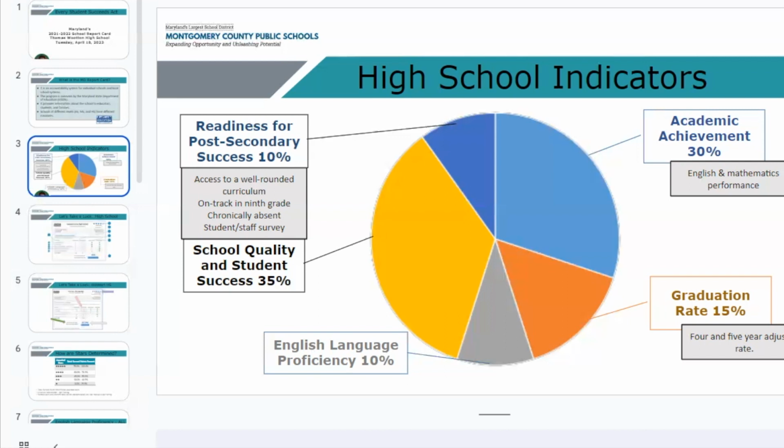The next category here, 15% of our overall measure, goes to graduation rate. And one little detail: graduation rate is a pretty clear and direct mark. You know how many students graduate annually from your school. One thing that is considered in the Maryland report card is the adjusted 5-year rate as well.